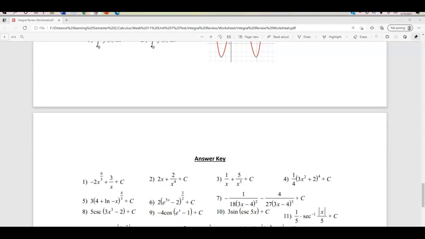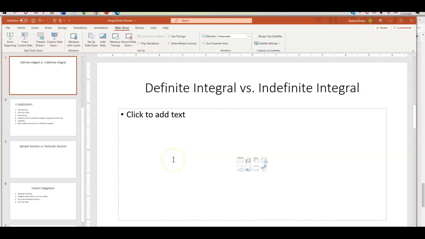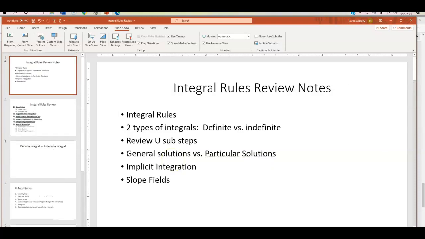So that is slope field, and I believe that ends our discussion for the day. I just want to review all those basic things with you guys about all these things pertaining to basic integral rules. And so from here on out, we'll go ahead and end it and let you guys work on your worksheet.